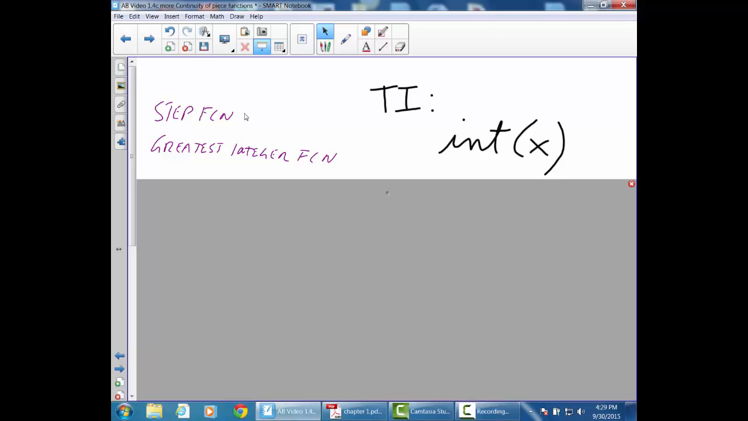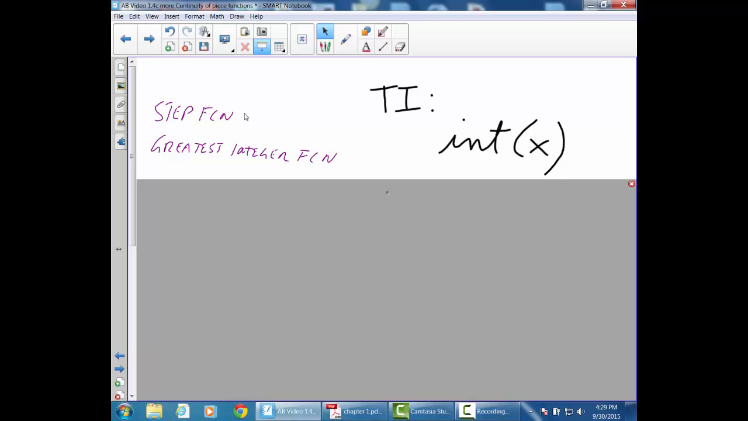Whether you're 17 years and 3 days old, 17 years and 4 months old, 17 years and 11 months and 30 days old, or 28 days old, you're actually giving me the greatest integer less than or equal to your age. And that's called the step function or the greatest integer function.